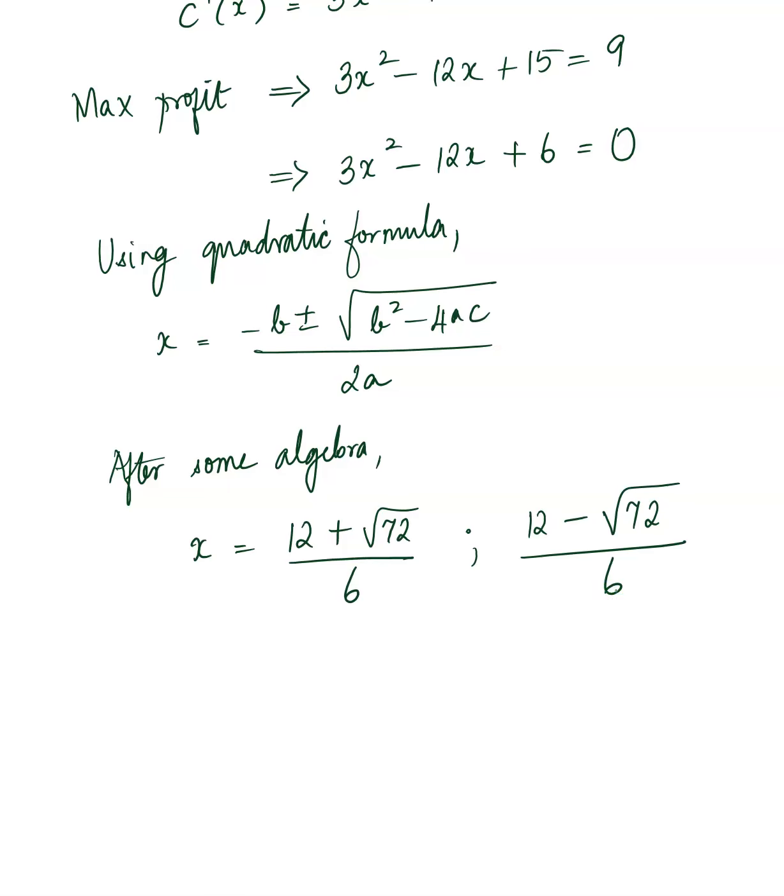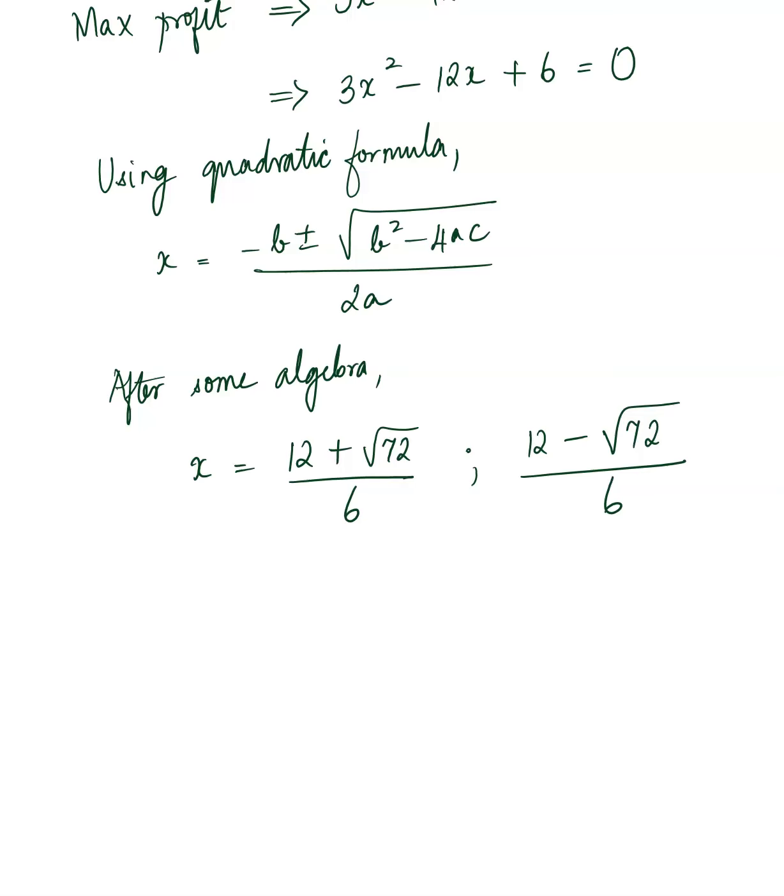You can simplify it further in the radical form, but because it's a word problem, you can go for the decimal answers as well. This reduces to 2 plus root 2. This will be 2 minus root 2. And this value would come out to be 3.414. And this one would be 0.586.